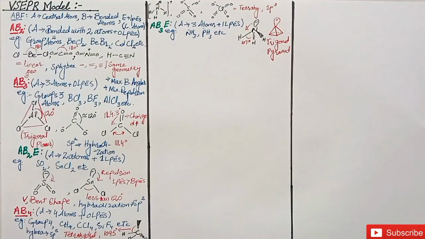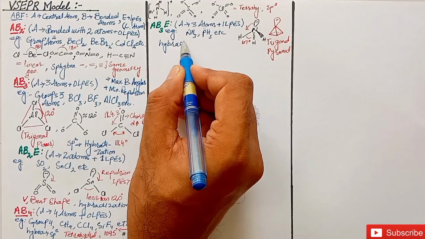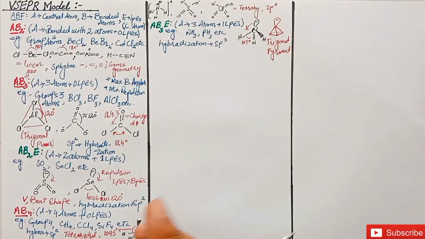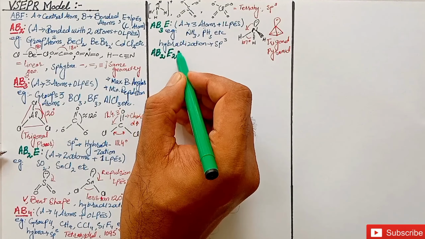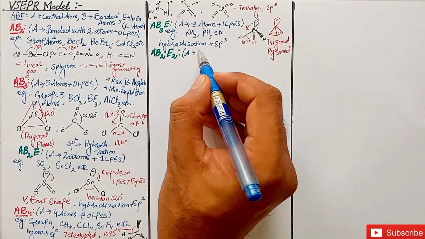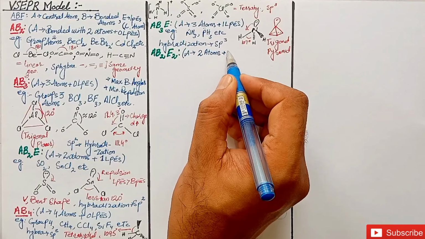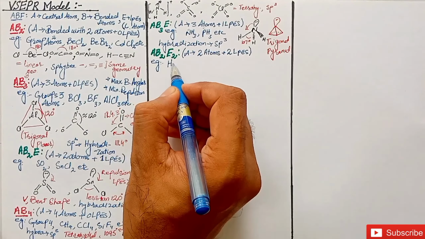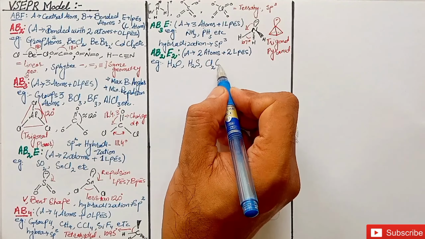In this subsystem, the central atom is also sp3 hybridized. AB2E2 system. This is also a subsystem of the AB4 system. Here is the central atom which is bonded with 2 other atoms and having 2 lone pair electrons. For example, water, hydrogen sulfide, and Cl2O molecules belong to this system.